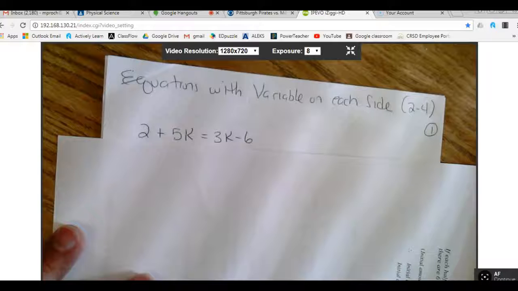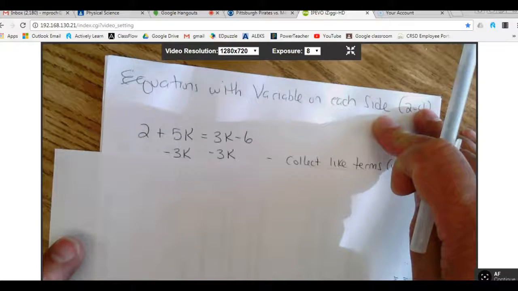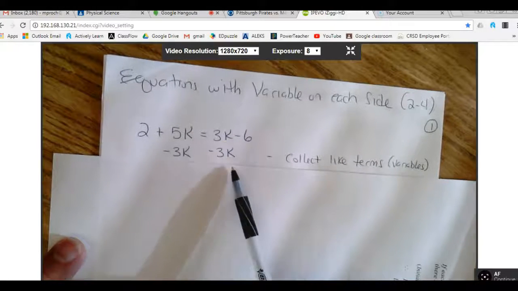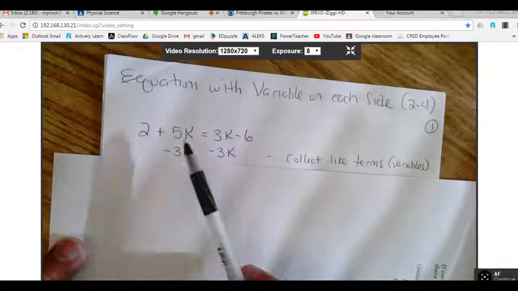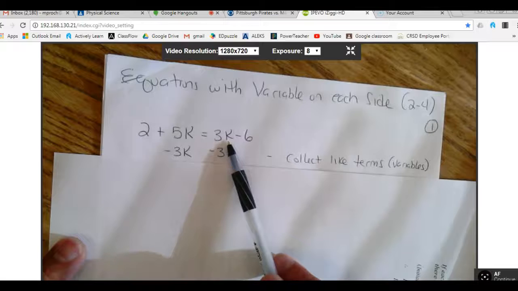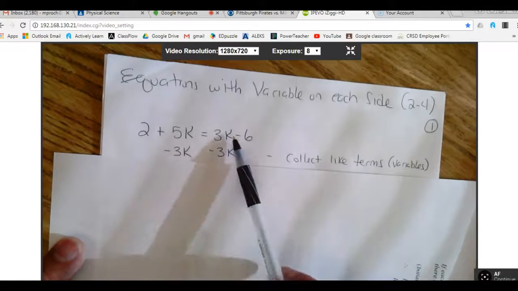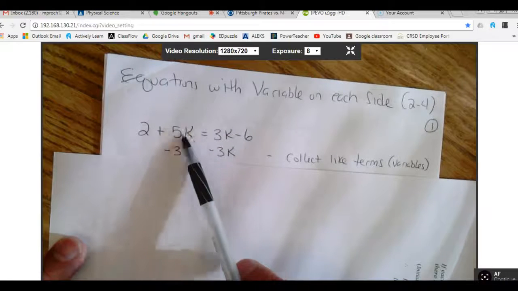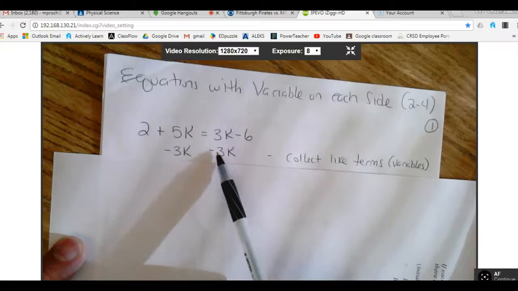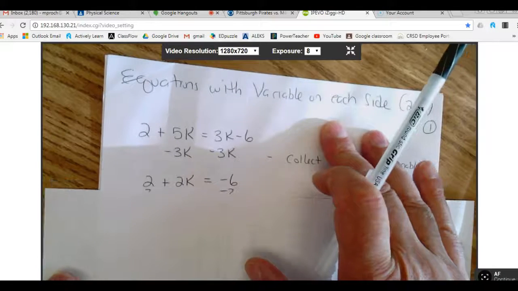Thomas? 3k. Yeah, you're right. The reason I would move the 3k is because if I move the 5k, I'm going to have to minus 5 from both sides, right? And then in the end, I'm going to have a negative answer, because I'm going to have 3k minus 5k. So instead, I move the variable that's going to allow me to keep an even or a positive number. So if I minus 3k from both sides, in the end, I end up with 2k, right?